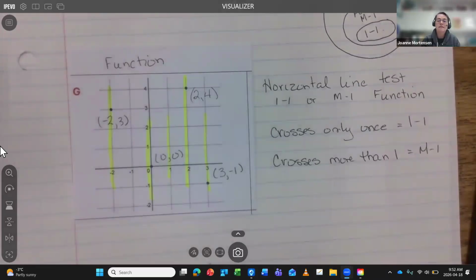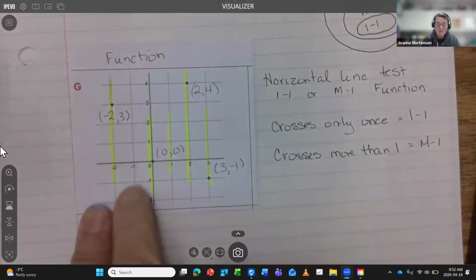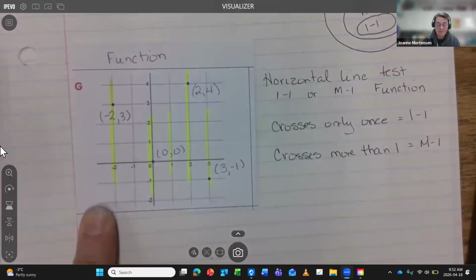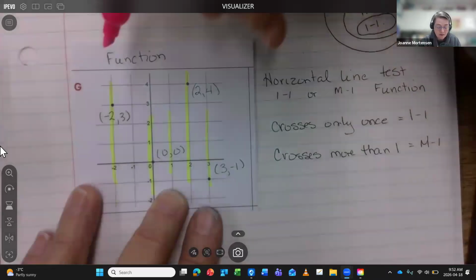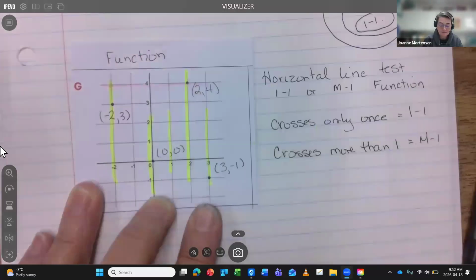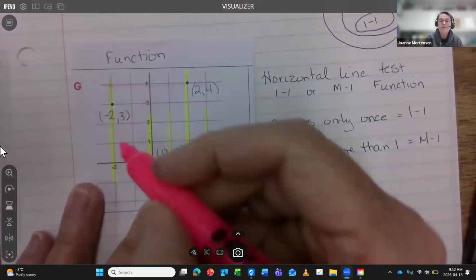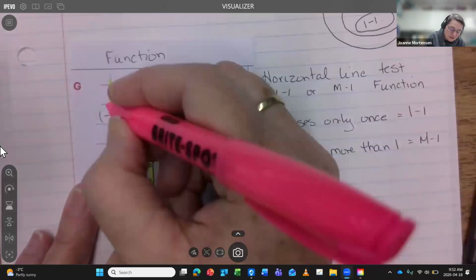So you can see I already tested if it was a function. And it is, right? Because I did the happy little vertical line, only hit once, done. So now I'm going to do it like this. Don't buy these highlighters. They're cheap. They don't work that well.